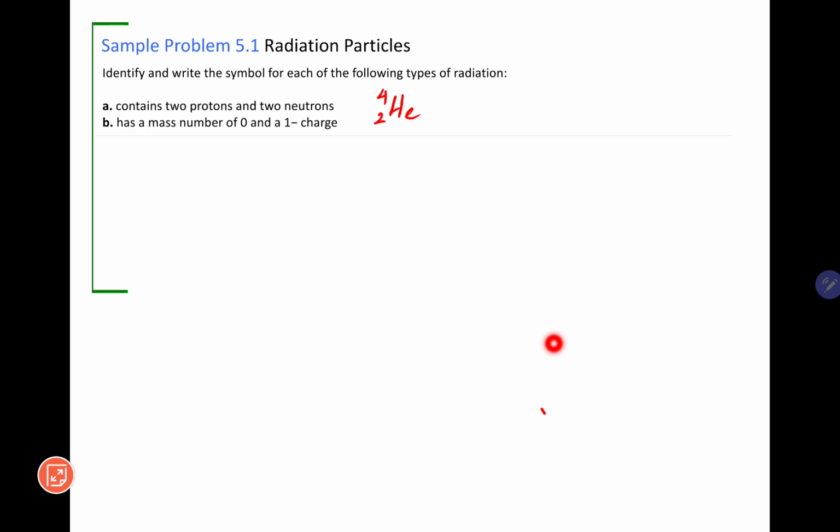And the next one has a mass number of zero, which means it is either an electron or positron, or it could be a gamma particle. Those are the only three radiations that we learned have a mass number of zero. It could be the electron, which is beta particle, then the positron, the anti-electron, and the other radiation with a mass number of zero is gamma. But of course, gamma has no charge, but this radiation has a minus one charge. So only electrons or beta particles have a minus one charge. So this is beta. All right, so these are the two answers.